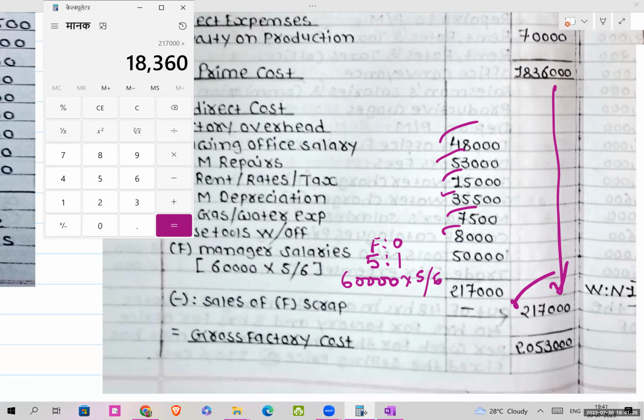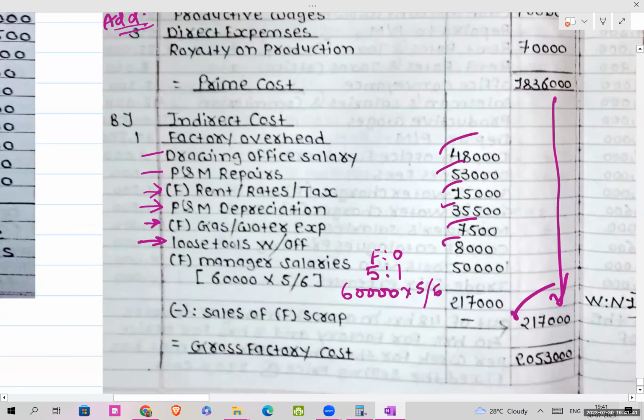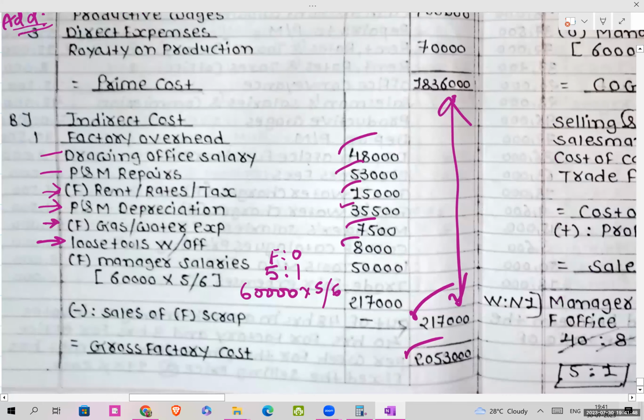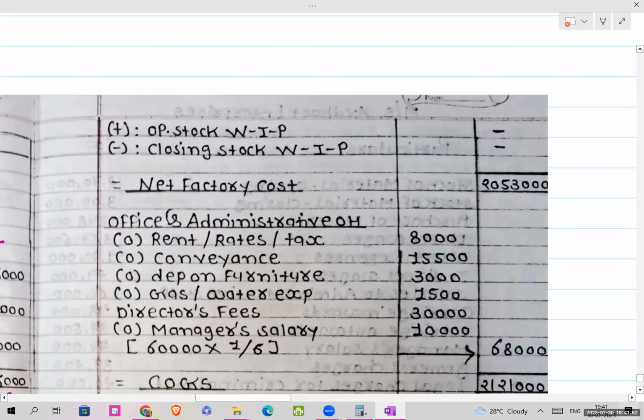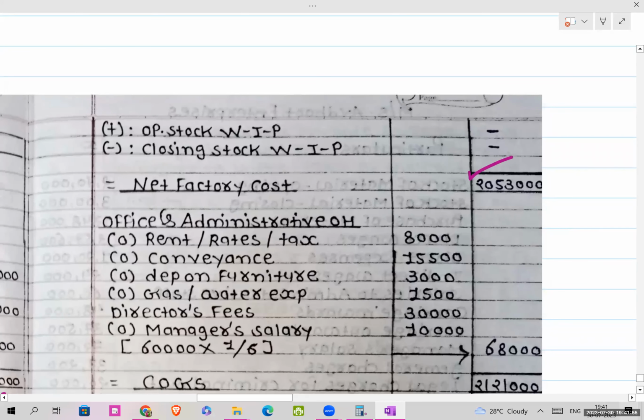क्योंकि हम ऐड कर रहे हैं ना, direct plus indirect is what? Total cost. तो direct cost का total क्या है? Prime cost. उसके total पे हम लोग ऐड कर रहे हैं. So 20,53,000. So this is my gross factory cost. Once I get this, always remember you're going to add it to the previous total of prime cost. Then after that, add opening closing of WIP, less closing. Okay, so again you get the same answer because there is no opening closing. So this gives me net factory cost.